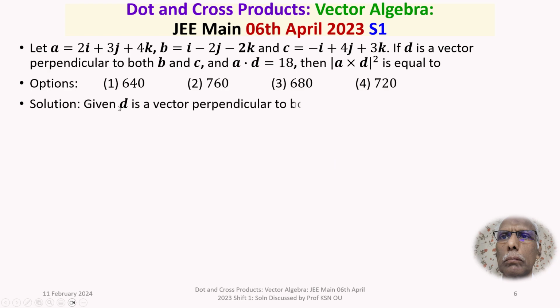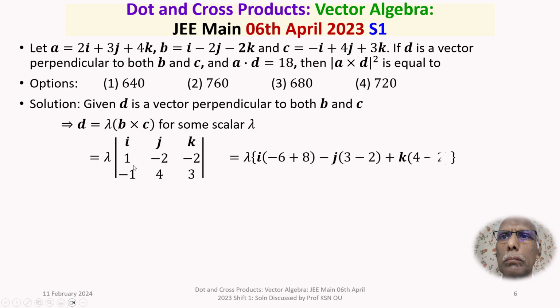We are given the vector D is perpendicular to both the vectors B and C. B is here, C is here. That means the direction of this vector D is along the vector B cross C. The direction of D is along the direction of the vector B cross C. That means the vector D is equal to lambda times B cross C for some scalar lambda.